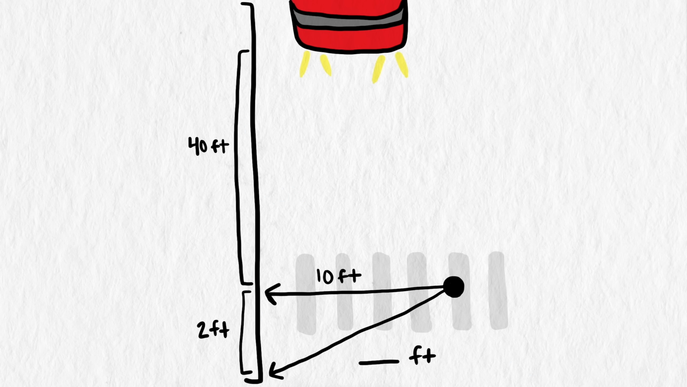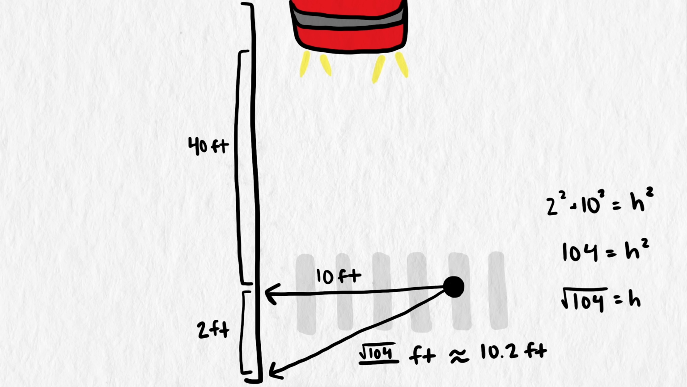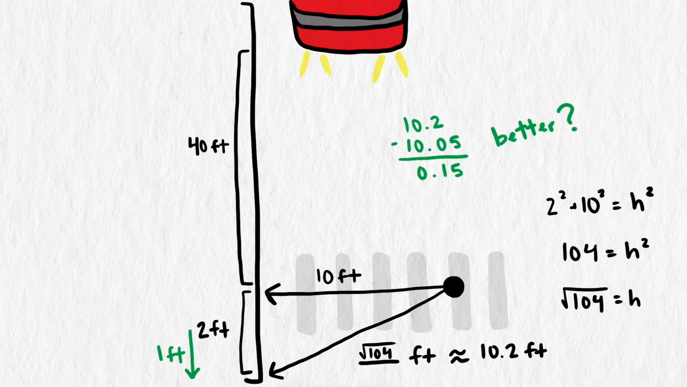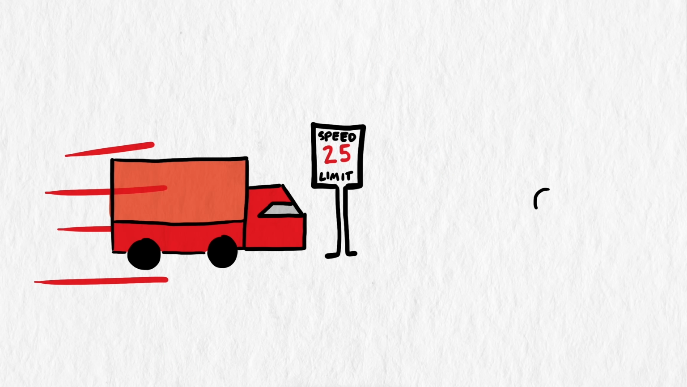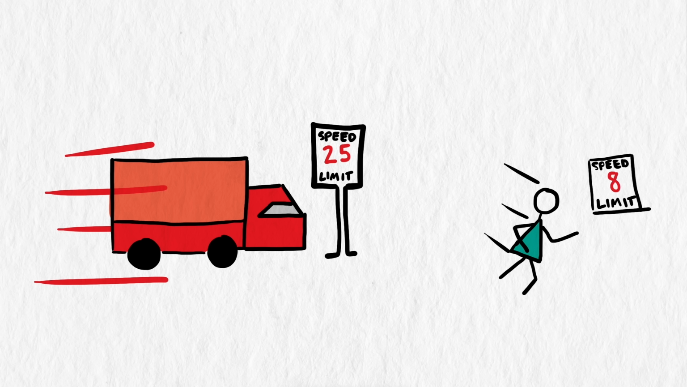What if she aims for 2 feet down the curb, or 3 feet? Are these options better for Sarah than running just 1 foot down the curb? Well, that depends on the speeds of Sarah and the truck. Let's assume the truck is moving at 25 miles an hour. Let's say Sarah can move an average speed of 8 miles an hour while she sprints to the curb.